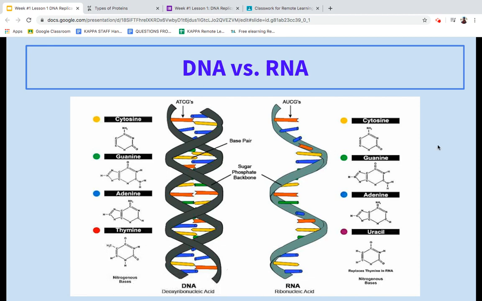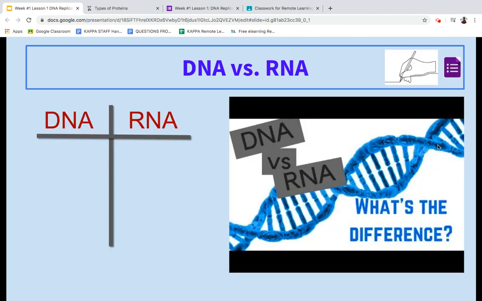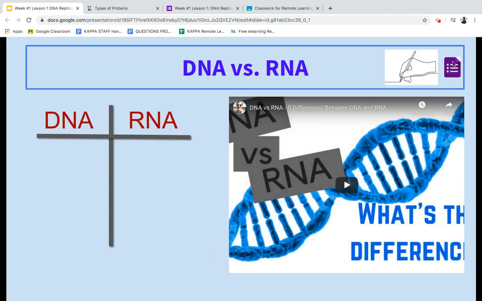So we're going to watch a video comparing DNA and RNA, and you can take notes on this, and there is, again, a check for understanding over here. So in your notebook, you can make a T chart that looks like this with DNA on one side and RNA on the other side, and you're going to write down differences between the two as you watch the video. If you need to pause to set up your notebook, you can do that now.